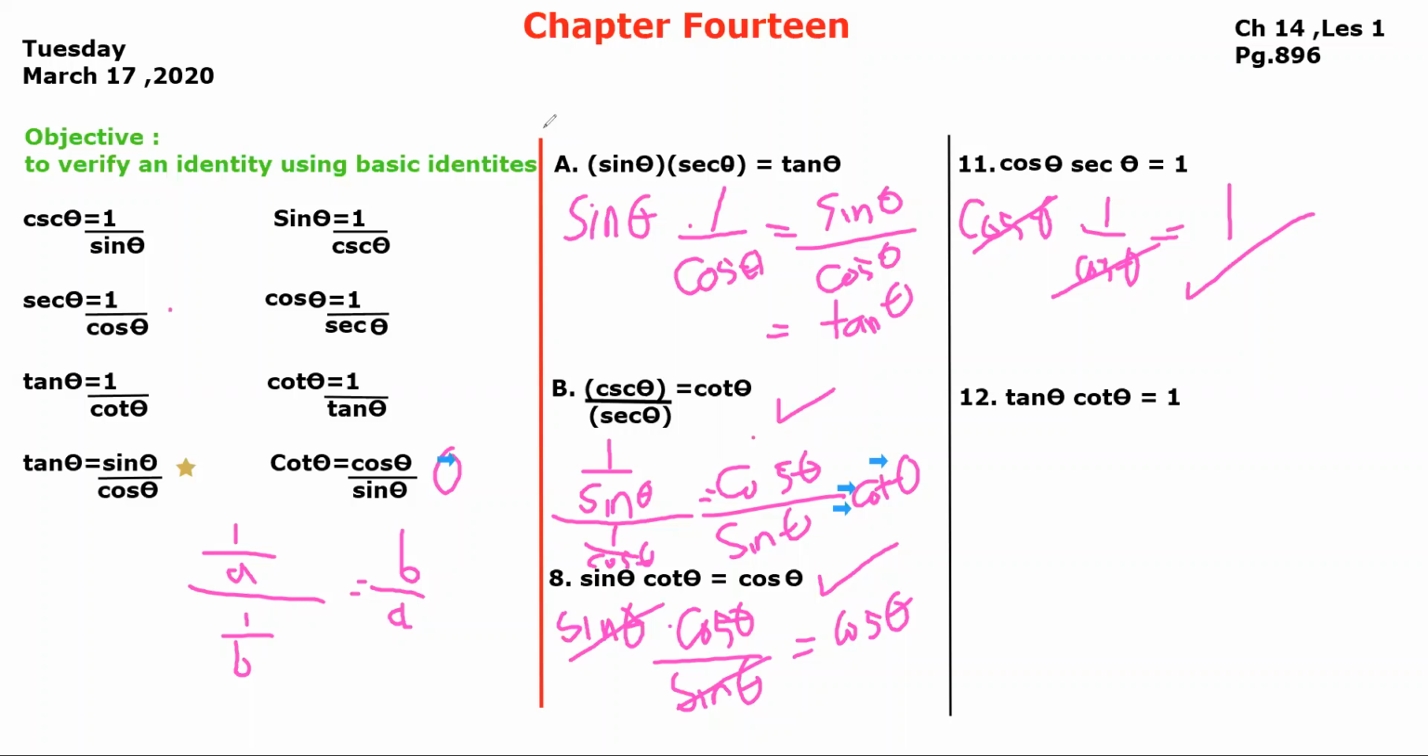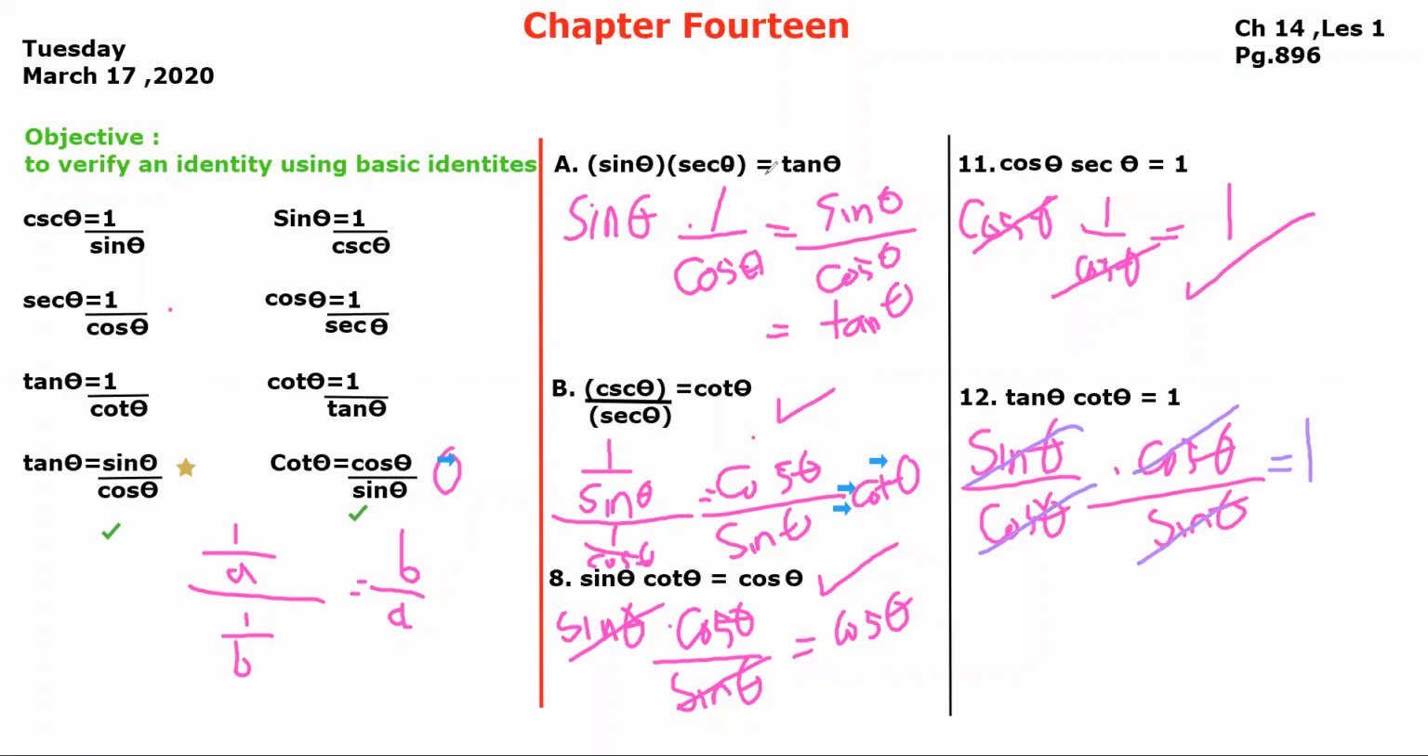Number 12, tan theta times cotan theta equal 1. Now, going to this one and this one from here. Tan is sine theta over cosine theta, and cotan is cosine theta over sine theta. Then cosine cancels cosine, sine cancels sine, which is 1.